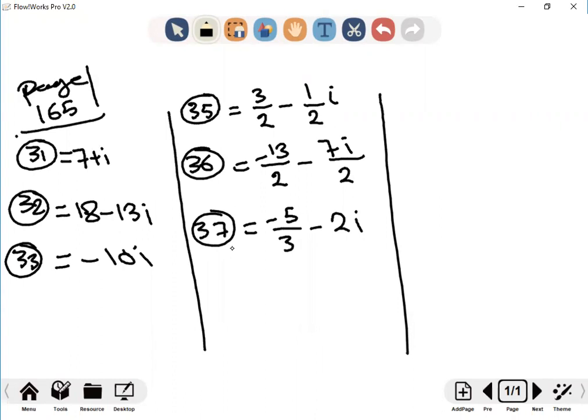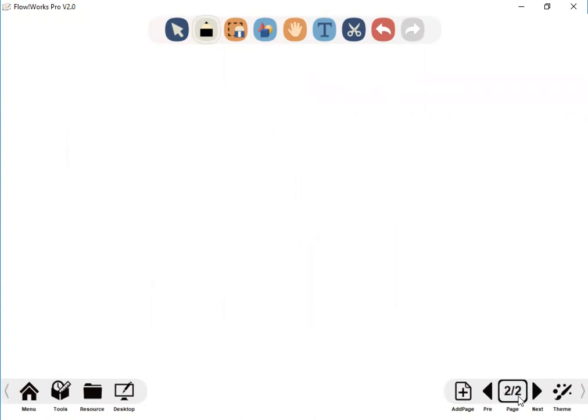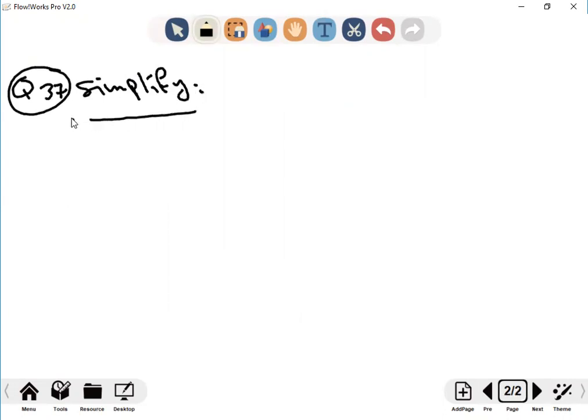Question 37, I will do it, okay? Question 37. We need to simplify, right? Pay attention. In the simplification, we have 6 minus 5i over 3i. We said we multiply with the conjugate, right? What's the conjugate? We change the sign of the imaginary part in the complex numbers, right? What's the imaginary part down here?